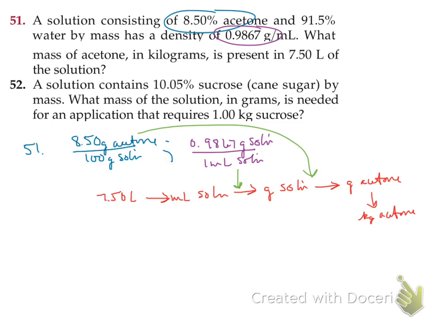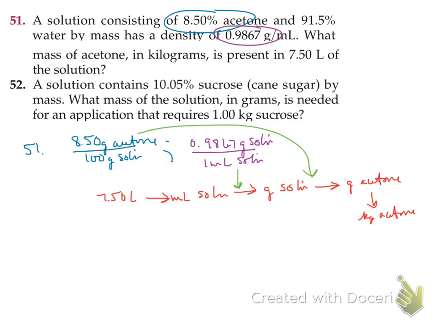So in 51, they give the weight percent of acetone in a solution, then they give the density of the solution. So I went ahead and in blue and purple there, I unpacked those for you. Also notice that they give 91.5% water by mass. You don't use that number, but it's the difference from 100 of 8.50. What mass of acetone in kilograms is present in 7.5 liters of solution? So 7.50 liters is what you're going to start with.